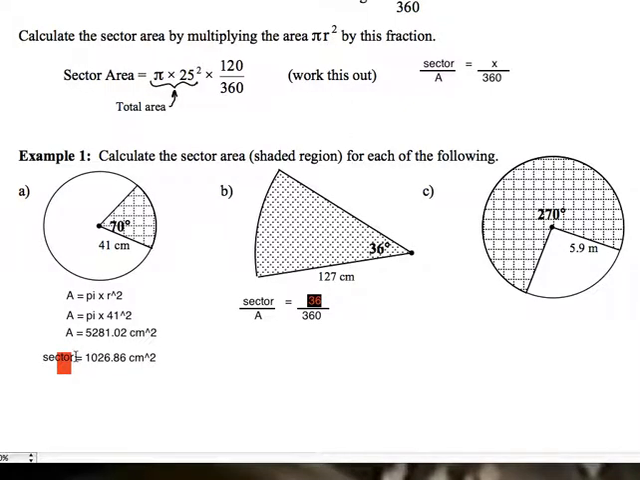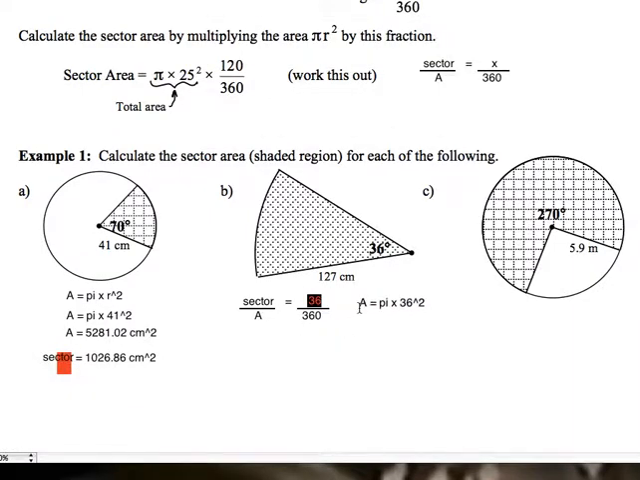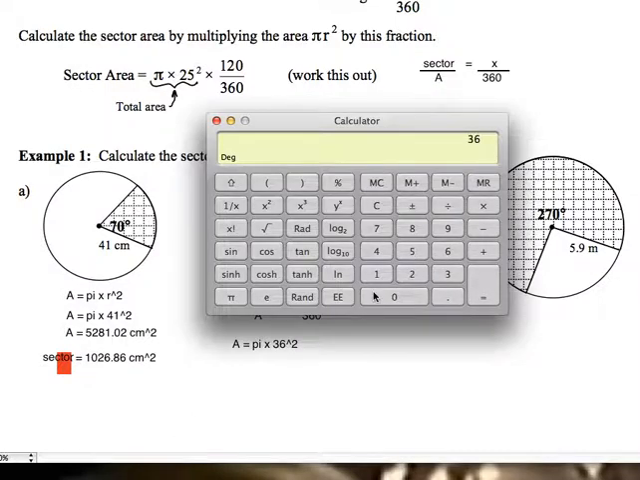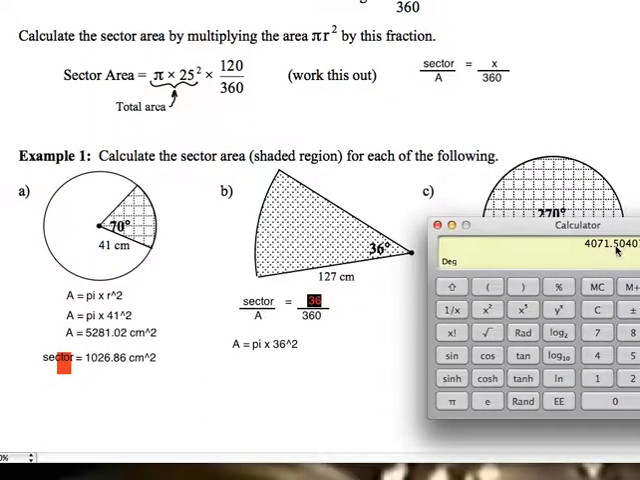So let's calculate the area. If I have a radius of 36, then area is going to be equal to pi times 36 squared. This is just a calculation. I do 36 squared, I get a gigantic number, and I multiply that by pi. That gives me the area of that total circle that I drew before, 4,071.5 centimeters squared.